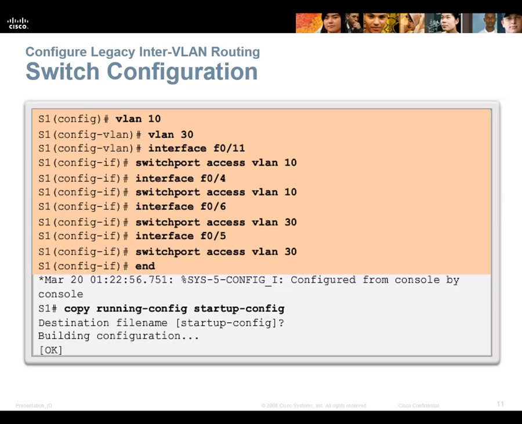So here are some of the commands to actually set up the legacy. First we'd go to our VLAN, set our interface, and set the switchport access on those ports that need to go there. Once we end, we'll get a system message saying it's there. Then at the end, we're going to copy the running config to the startup config so that it'll stay after we reboot.